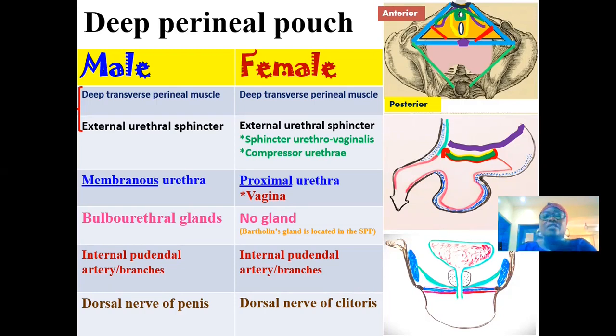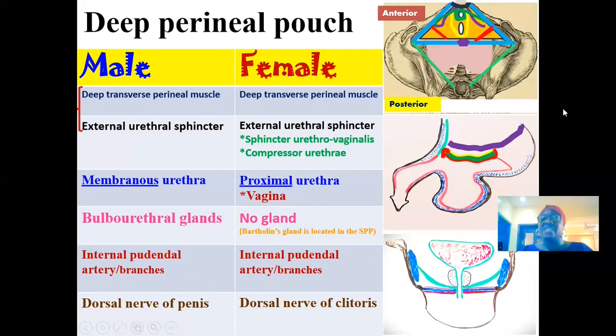So for the male, you have just the deep transverse perineal muscle and the external urethral sphincter. While for the female, you have the deep transverse perineal muscle, the external urethral sphincter, and the subsets of the external urethral sphincter, which include the sphincter urethrovaginalis and the compressor urethrae. So these are the muscular components of the deep perineal pouch.